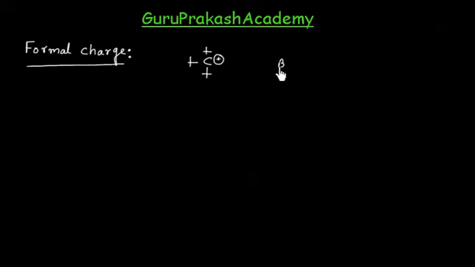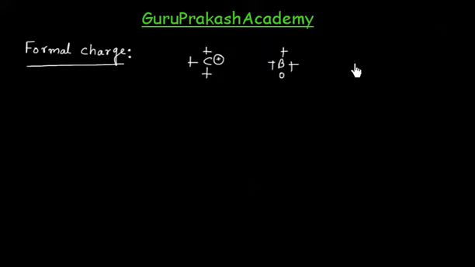Let us say you have this species. What is the formal charge on boron? Now this is 1, this is 1, this is 1. So you will have 1, 1, 1. So this will have formal charge 0, because here you have 3, and one can expect 3 electrons.